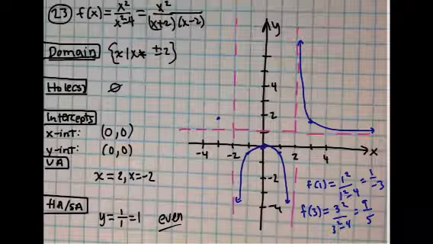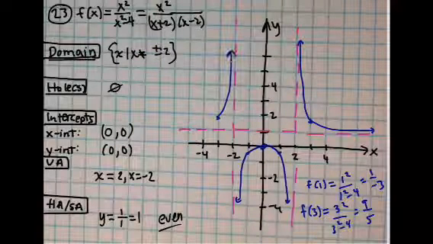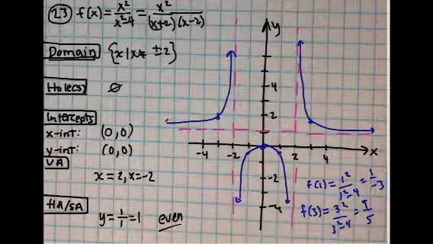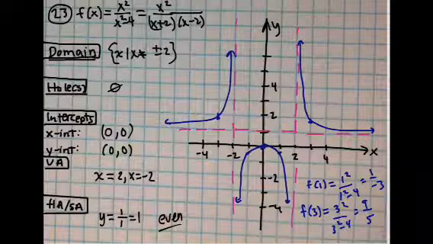Asymptote. Same thing over here, towards the asymptote and towards the horizontal asymptote like that. And that's the graph for number 23.